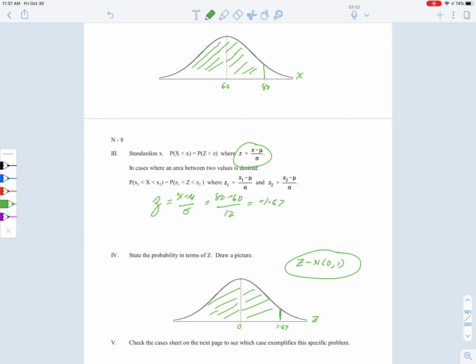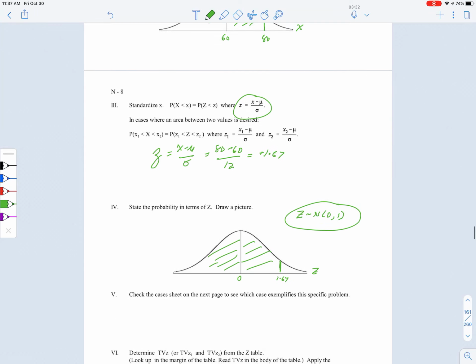If you ended up with a negative number and you drew it out, they would look completely different. And that probably means that you reversed the numbers in the numerator. And that's an easy thing to do when you're starting out in stats.